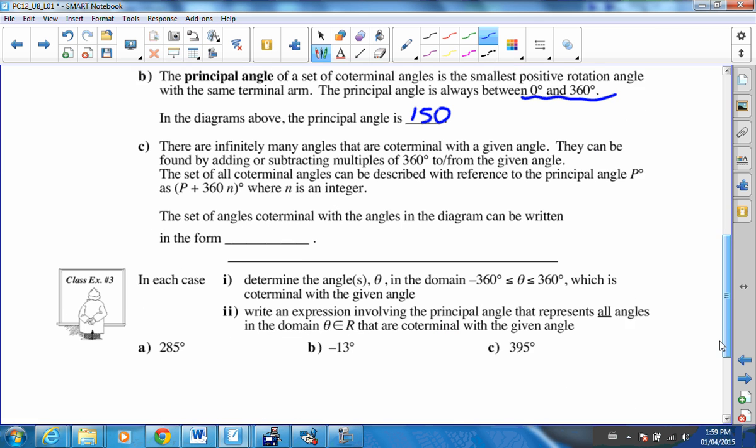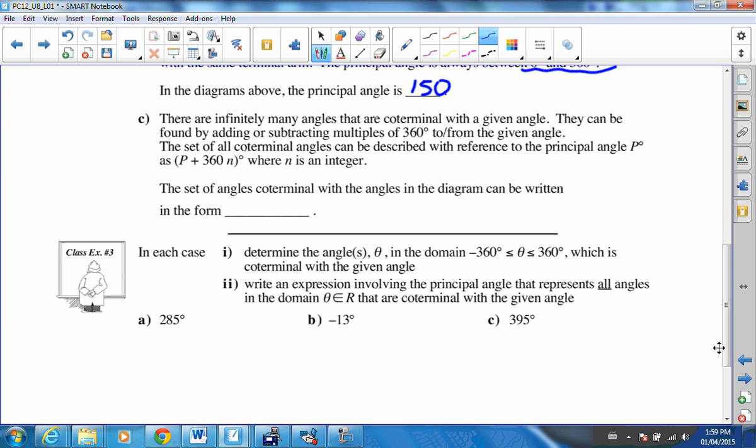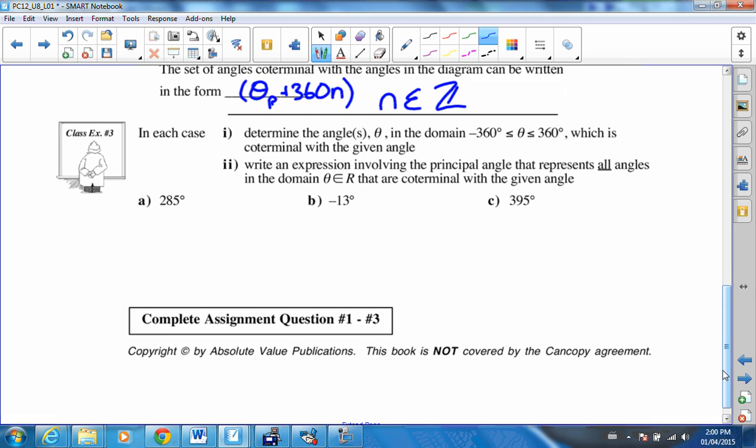There are an infinite number of those, and so we could write all of the coterminal angles as whatever my principal angle is. I'm going to use theta p, plus 360n, where n is an element of the integers. So those are negative 1, negative 2, positive 7, nothing with a fraction, nothing with a decimal. And so all of those angles will be coterminal. They will all end in the same place.